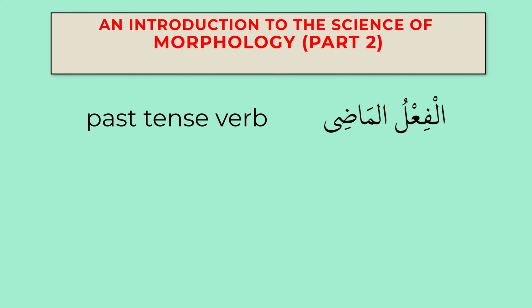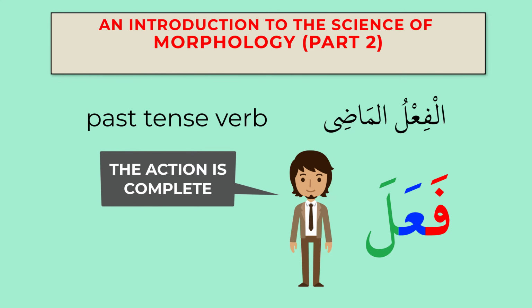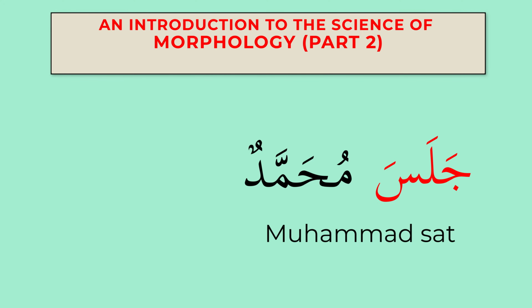So if we take any past tense verb in its base form, we're speaking of one person who is masculine and the verb has already been completed. So it's actually speaking about the verb being done in the past. As an example, let's take جلس محمد. Muhammad sat. The verb is put in front.